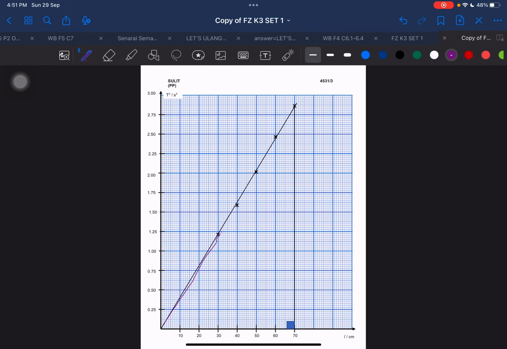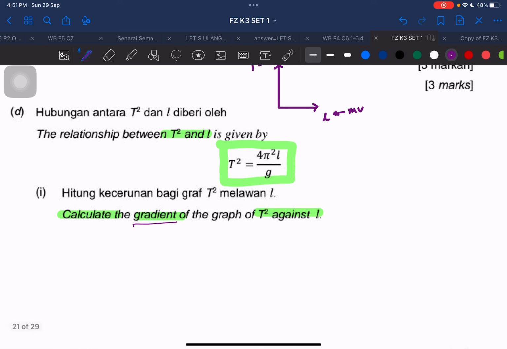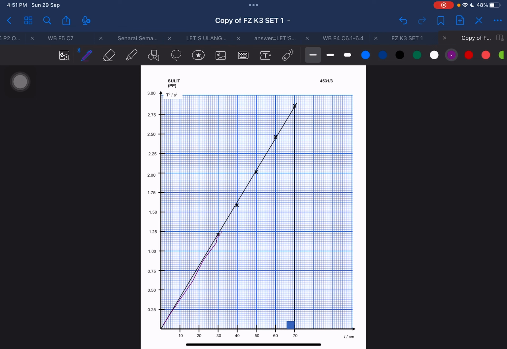Alright, next question. It asks you to determine the gradient, right? Calculate the gradient. How many marks? 2 marks. For the gradient, you must draw this triangle. Wait, triangle. For the gradient, you draw the triangle here. Right, the right angle triangle.